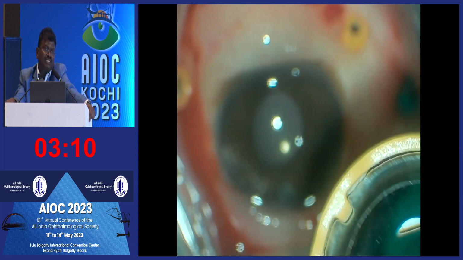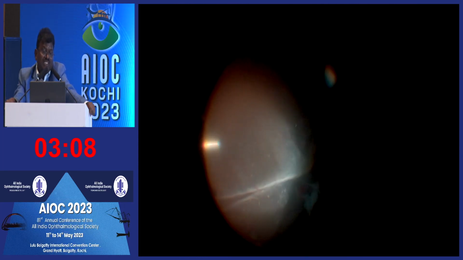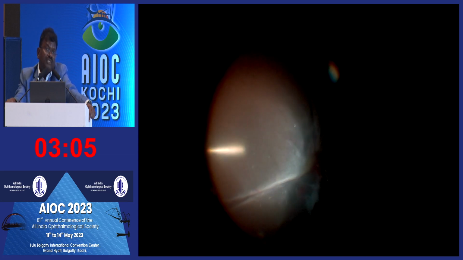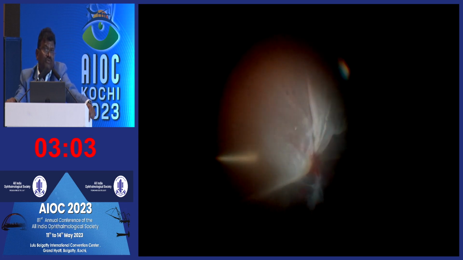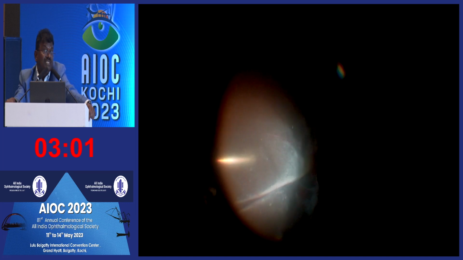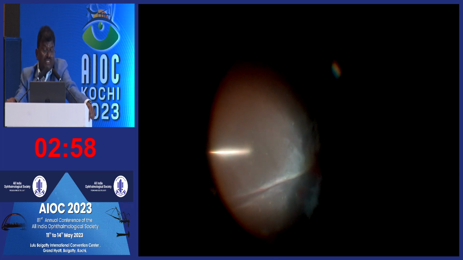Once it is done, as usual, in this case I am now inserting the flute needle in the same space. I want to drain the fluid without making a retinotomy. So this is another advantage which we have started doing now. I have used a chandelier light also.